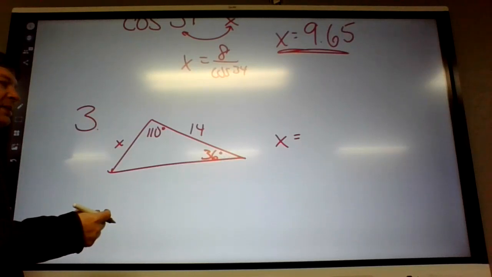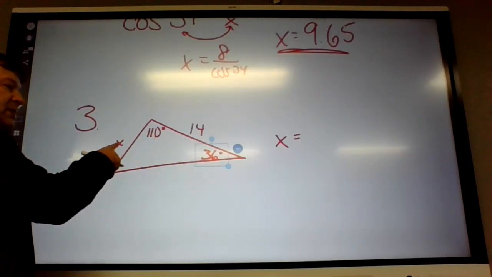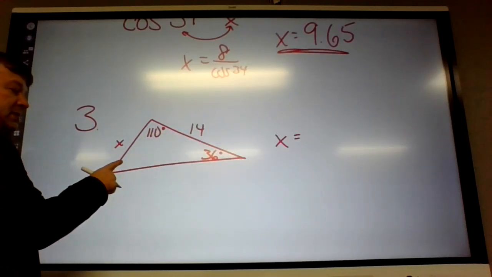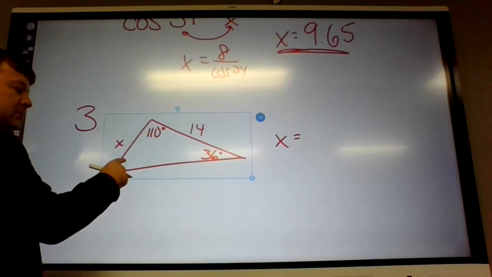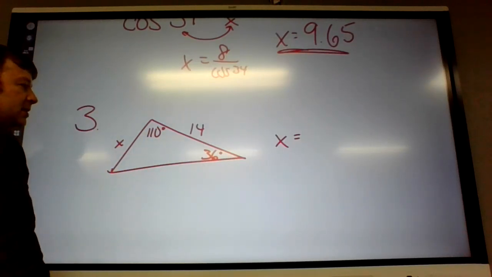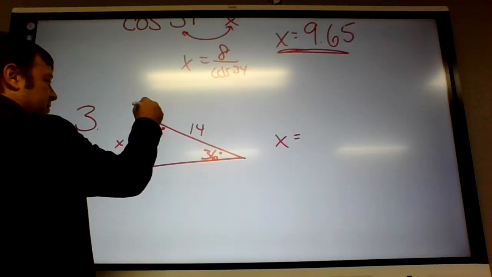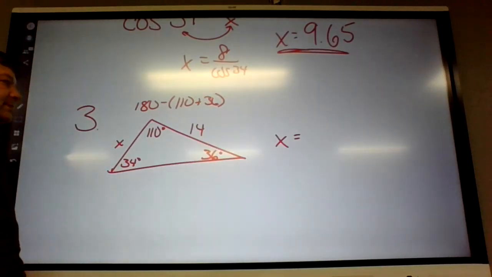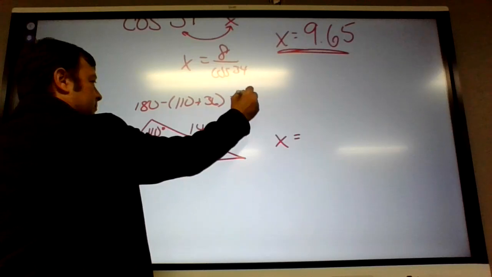But there is a problem here. We have this angle for this side, but we don't have this angle for this side. So how do I find this angle? 180 minus all that. Yeah, 180 minus those two will give us the missing angle. 146. 180 minus 110 plus 34. 36. Okay.